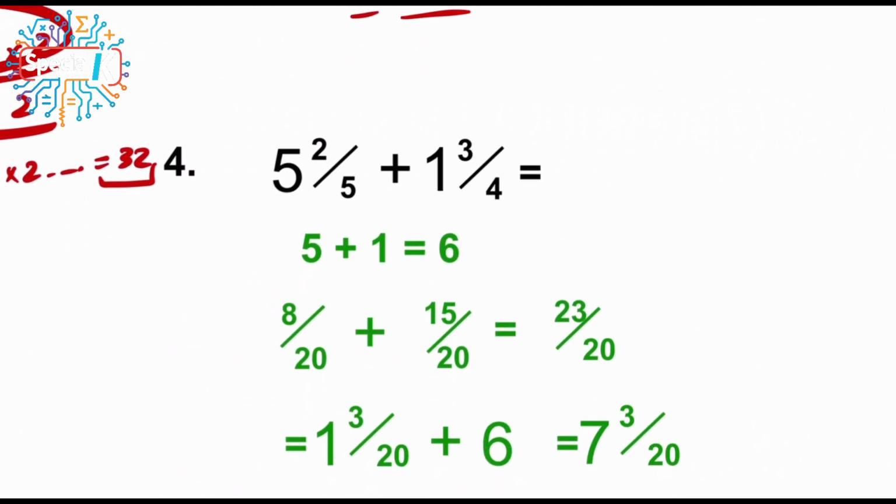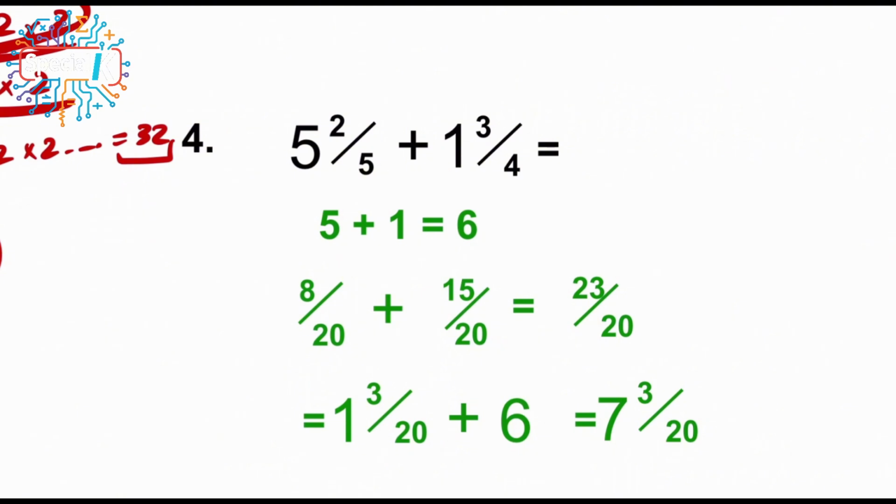And the last number, again, is the one that we just learned. When you have mixed numbers added up with other mixed numbers, do these simple parts. First of all, get rid of the whole numbers. 5 plus 1 is just 6. What about 2 over 5 and 3 over 4?